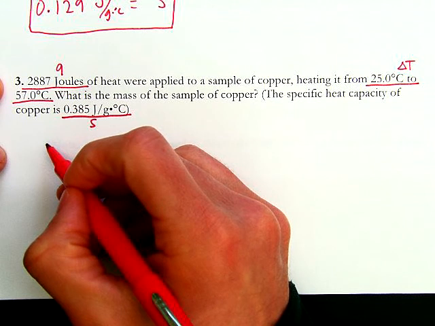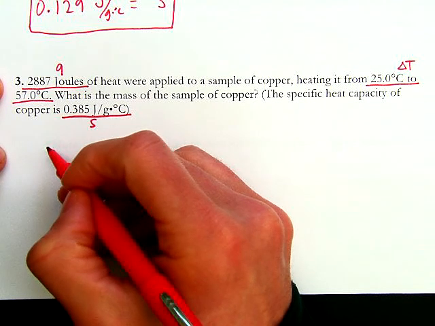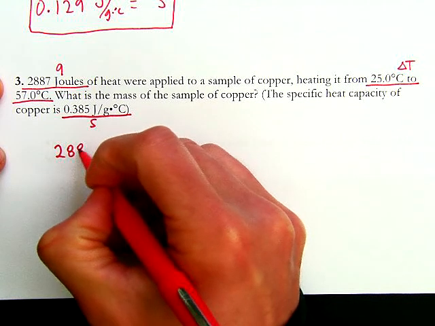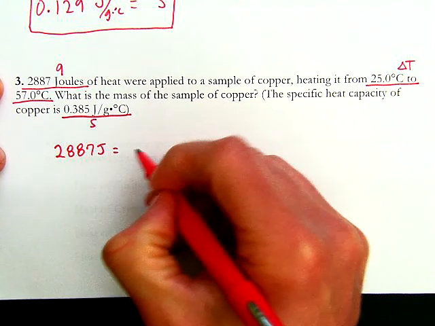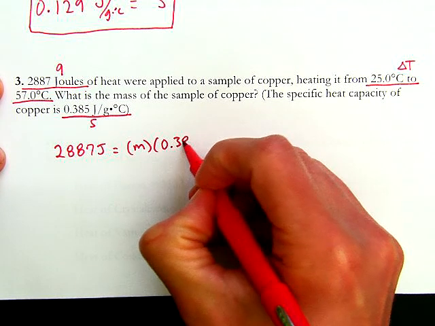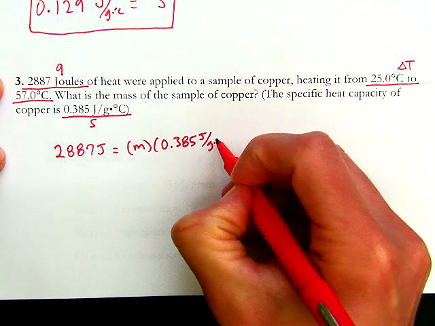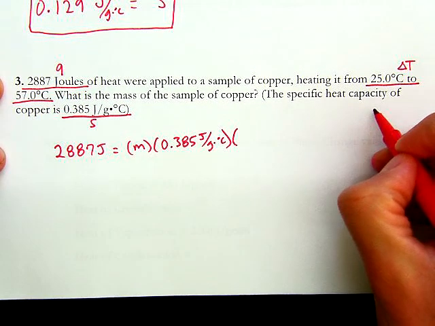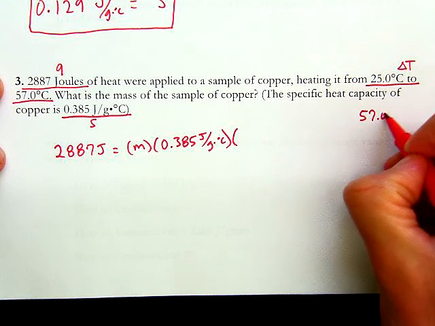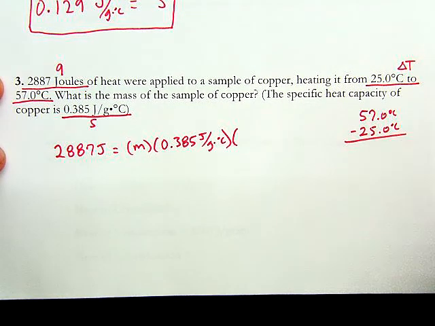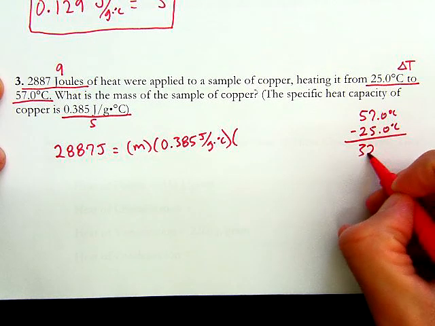Q equals ms delta T, so 2887 joules equals M, which we don't know, S, which is our specific heat capacity, which is given, and delta T. Now our delta T is going to be our final, which is 57, minus our initial, which is 25, and that's going to be our delta T, which is 32 degrees Celsius.